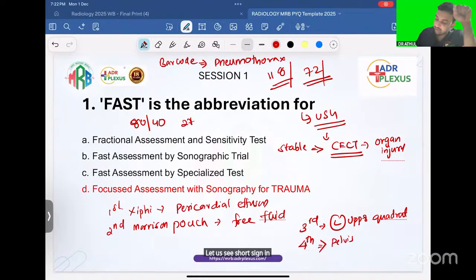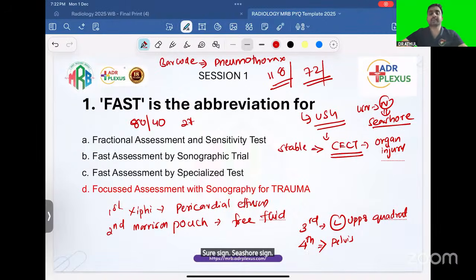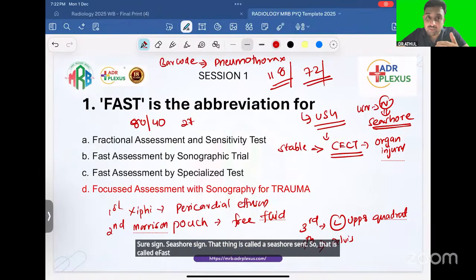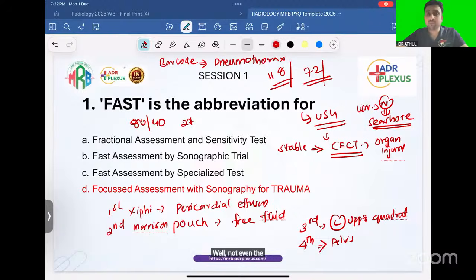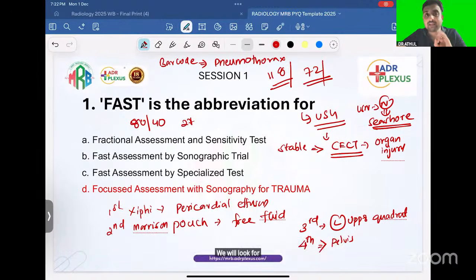Here is the normal lung. If it is normal, that sign is called the seashore sign. So that is called E-FAST. Now FAST has been modified into E-FAST. Along with the abdomen, we are seeing the lung fields also. So we will keep the probe in the lung fields and look for pneumothorax or hemothorax.